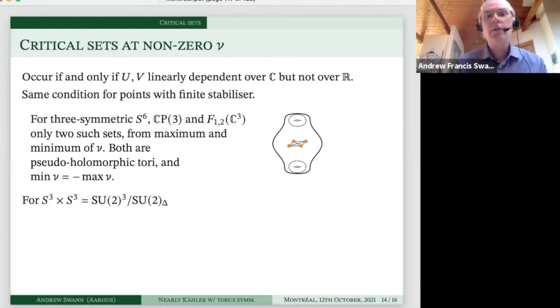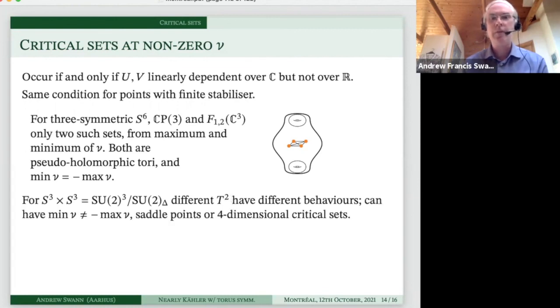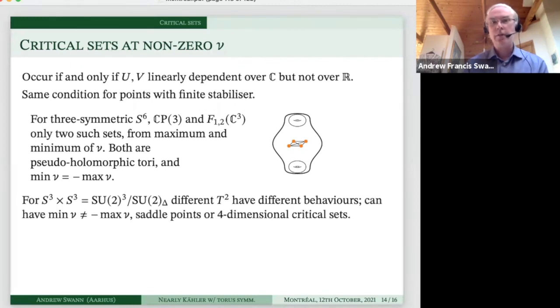But unfortunately, the product of two three-spheres gives you plenty of counterexamples. All sorts of strange behavior happens there. We have a rank 3 torus here. You can choose different two-dimensional subtori, and you can pull out examples where the minimum value here is not minus the maximum value. You can find examples where there are other saddle points. So there are examples where there are 4 critical values, none of them 0, but with some saddle points in between. And there are also examples of degenerate critical sets, 4-dimensional critical sets.